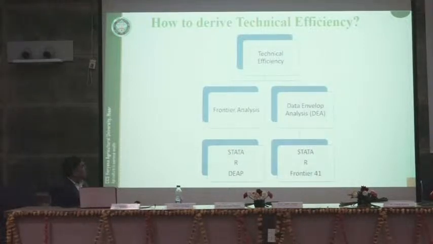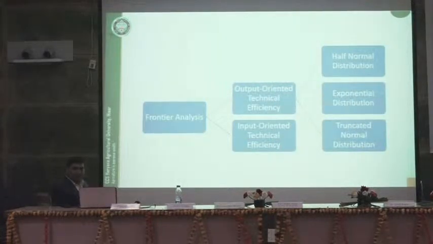Okay, and because our focus is on technical inefficiency, which is output oriented inefficiency, that's why we are using frontier analysis only. Frontier analysis is used to find out the output oriented inefficiency, and in case of input oriented efficiency, you can also use frontier analysis, but we are focusing on this one only. Okay, these are the three distributions.